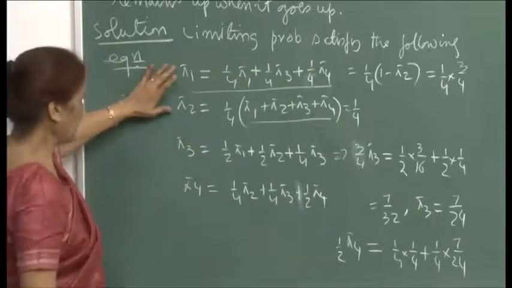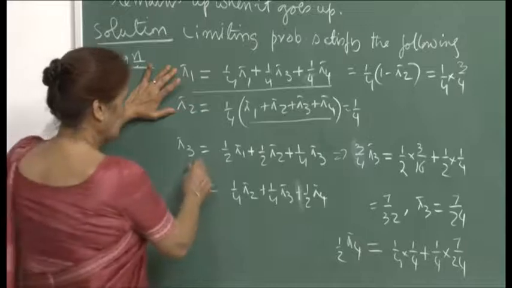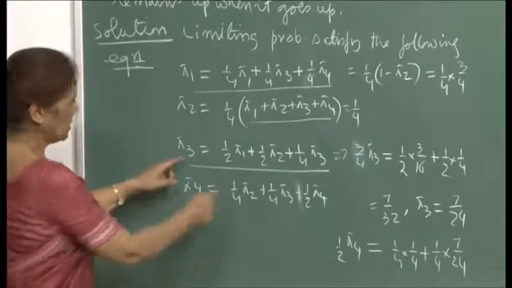Now I have the values of pi 1 and pi 2. So then from here I can immediately get pi 3, because I bring this here.